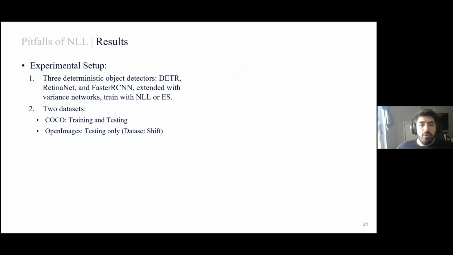So we perform the following set of experiments. We take 3 deterministic object detectors, DETR, RetinaNet, and Faster RCNN, using the famous Detectron2 API for object detection, and we extend these with variance networks. We then train with either the negative log likelihood or the energy score. The result is 6 probabilistic object detectors. We train on the COCO dataset, and we test on both the COCO dataset and the Open Images dataset. Why is that? Because we also want to observe our performance under dataset shift, and see if we can learn anything from that performance.